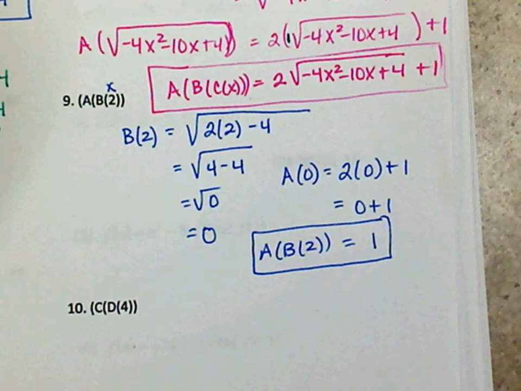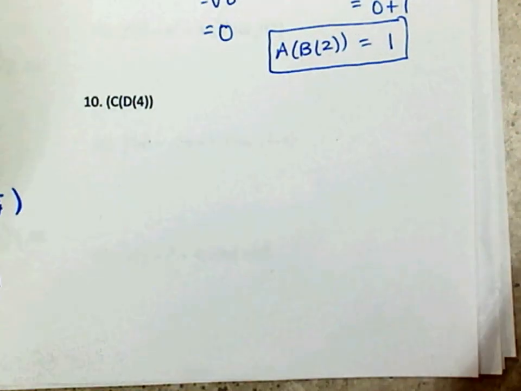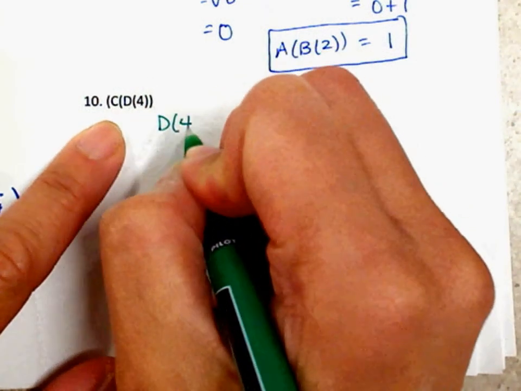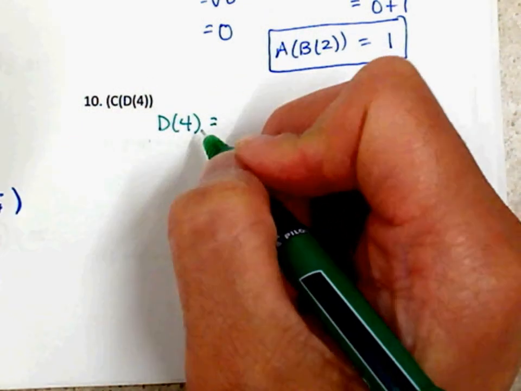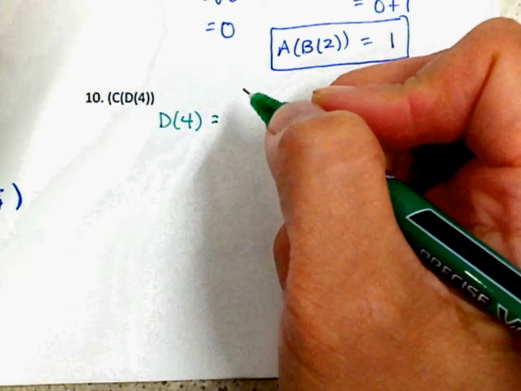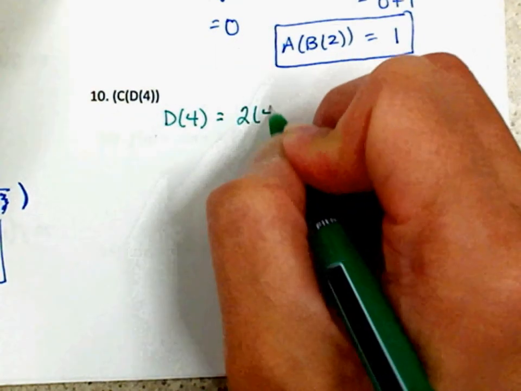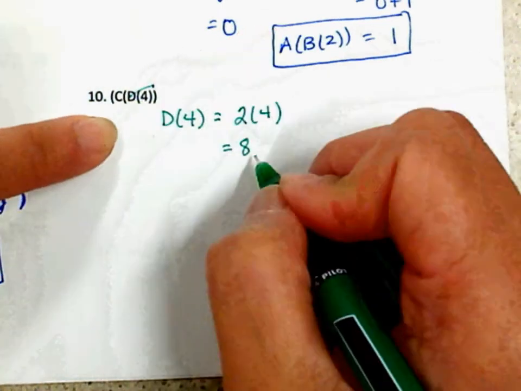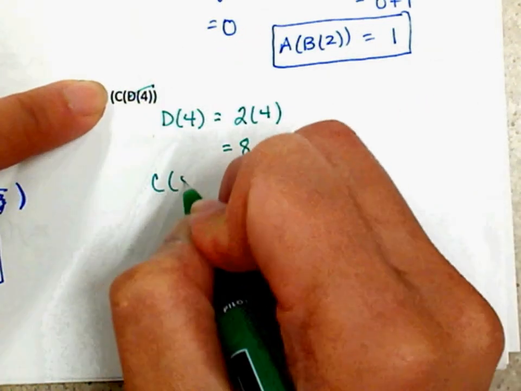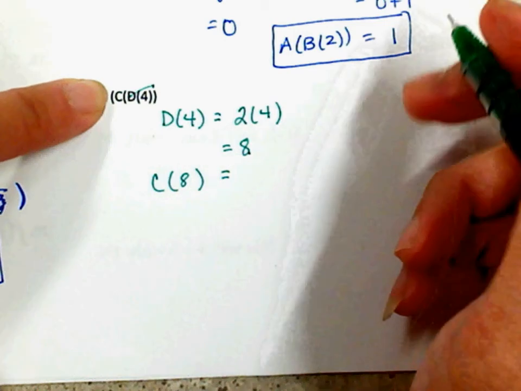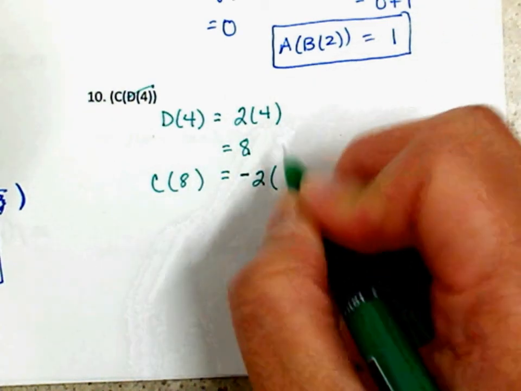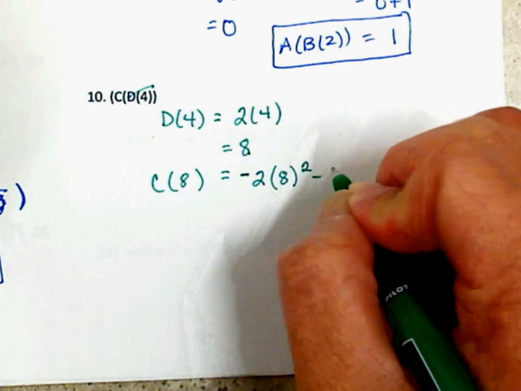Number 10. All right. We're going to start off with D. Your x is now 4. Okay? So 2 times 4 is 8. All right? So now we're going to plug that 8 into your C. X is now an 8, so C is negative 2 times 8 squared minus 5 times 8 plus 4.